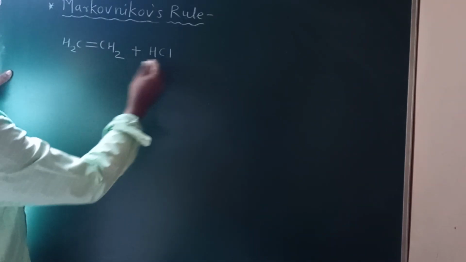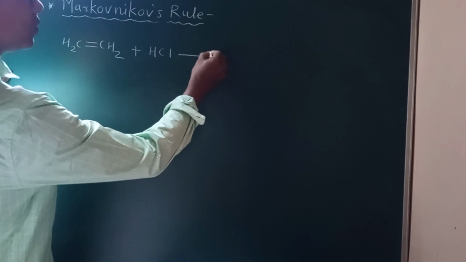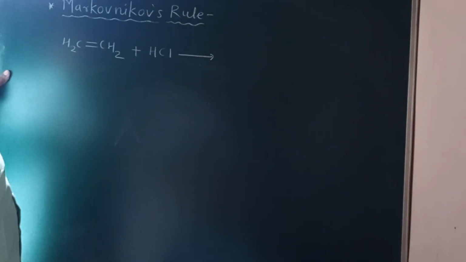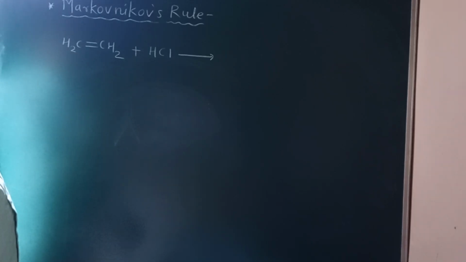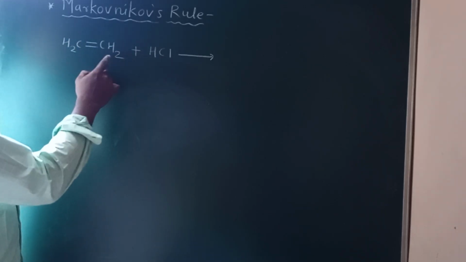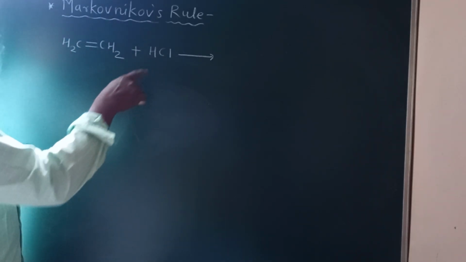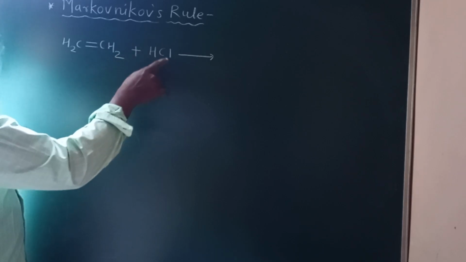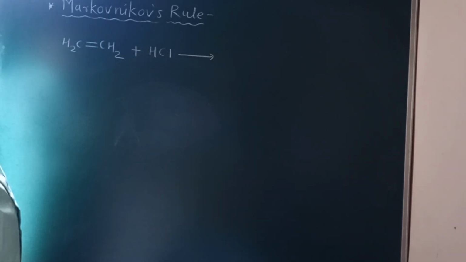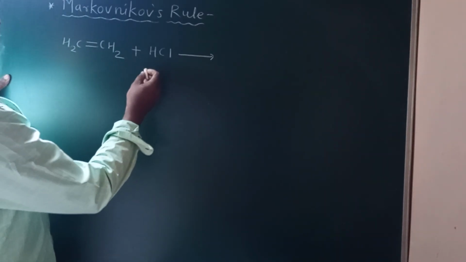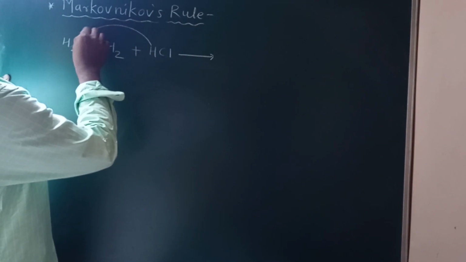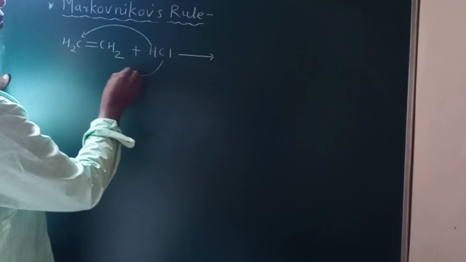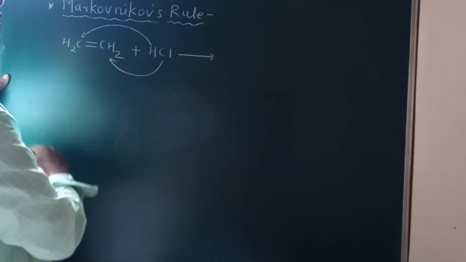So as the alkene is symmetrical, addition of this unsymmetrical reagent can be done in two ways. Either you can add this H on this first carbon so that Cl goes to the other carbon, or you can add this H to this carbon so that Cl goes to the first carbon. But in both cases we'll get the same product, right? So let us check when we add this H on the first carbon so that Cl goes on the second carbon and the double bond converts into a single bond.